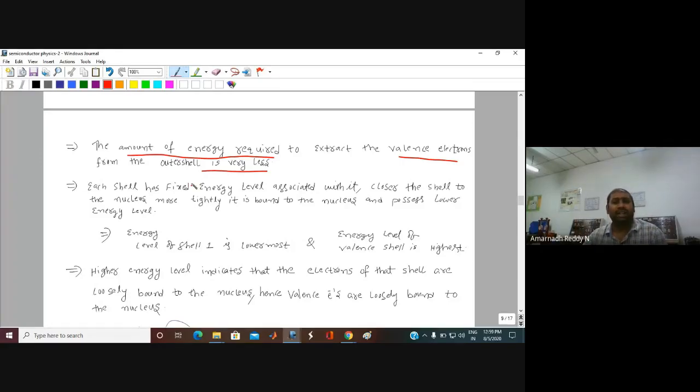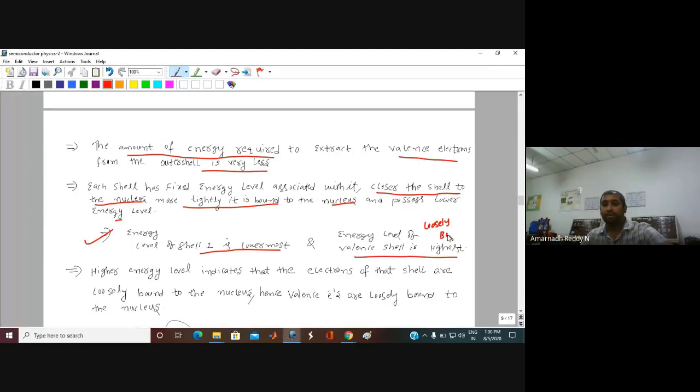Each shell has a fixed energy level associated with it. The closer the shell is to the nucleus, as I told you, suppose it is the first shell, which is very close to the nucleus, the more tightly bound it is to the nucleus and the lower its energy level. The energy level of shell 1 is the lowest and the energy level of the valence shell is the highest. Why? Because it is not tightly bound to the nucleus, it is loosely bound.